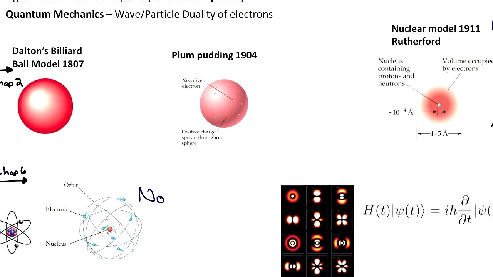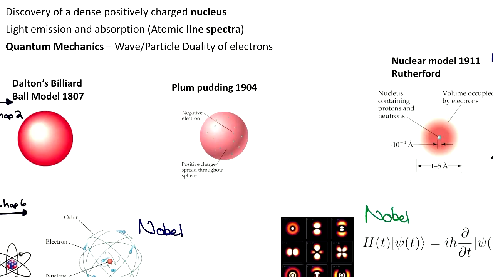This one won a Nobel Prize. And then this one won a Nobel Prize, all right? Because with each of these discoveries, big changes in our current understanding of the world around us, it changed. So what we see is this evolution of what we thought the atom looked like.